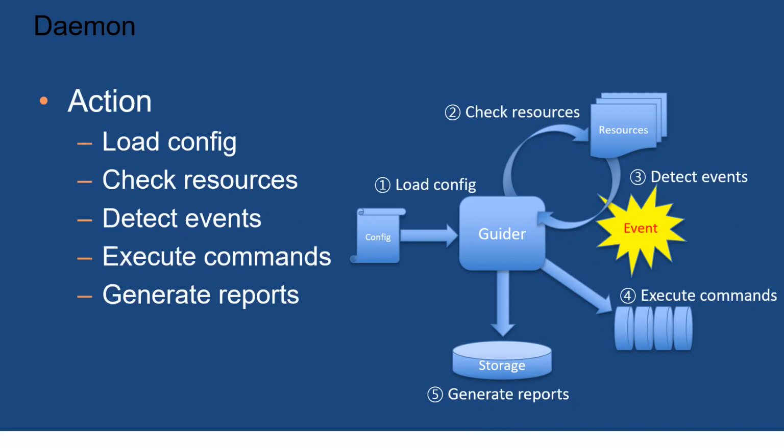First, the Guider daemon loads the config file during initialization and registers resource thresholds for each defined event and commands to handle them. After that, the target resource usage and other states are periodically saved and checked, and if the status meets the condition of specific events, then events are generated. When events occur, Guider sequentially executes the commands registered for the events.